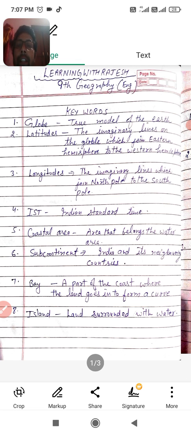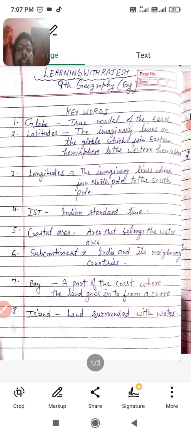So after that there is the second important one, latitude. Latitudes are the imaginary lines on the globe which join the eastern hemisphere to the western hemisphere. After that, longitudes. Longitudes are the imaginary lines which join the north pole to the south pole. These are the long lines and the latitudes are the slanting lines.